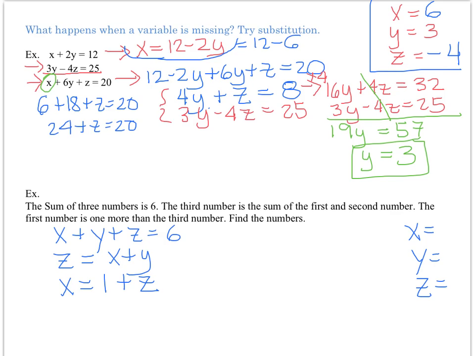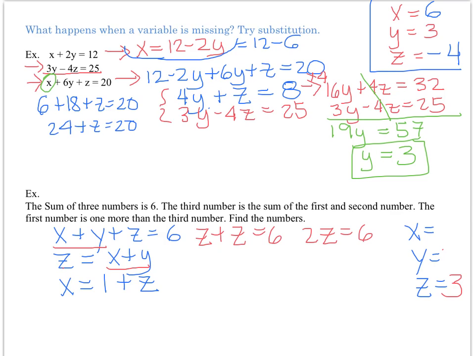Find the numbers. Alright, so let's take a look at what we can do here. I've got some potential substitutions I can do. So much we could do. I'm going to make this really easy. If z is the same thing as x plus y, and I have x plus y right here, I can substitute. So that becomes z plus z equals 6. So I can solve right away that 2z equals 6, so z is going to be 3.